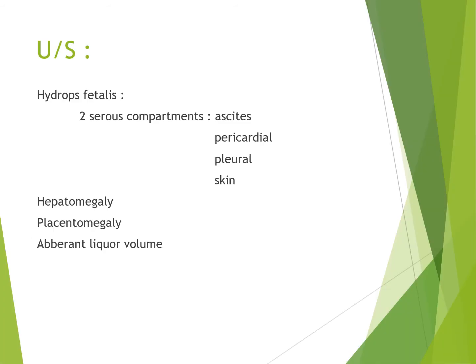The serous compartments in which we can find fluid collection are the abdominal cavity, ascites, pericardial, pleural, and subcutaneous. Other signs are hepatomegaly, placentomegaly, and aberrant liquor volume. We may have oligohydramnios and we may have polyhydramnios.